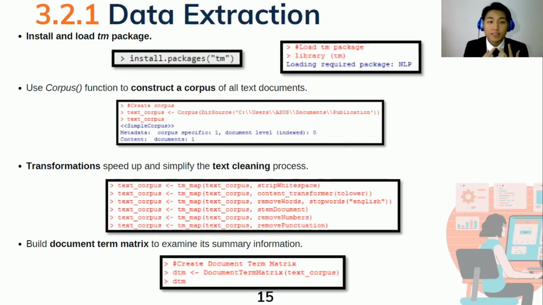Okay, so the first step is the data extraction. We install and load the tm package, then we construct the corpus and perform the text cleaning. And finally, we build the document term matrix to check the summary information of the text documents. So these are the R commands.